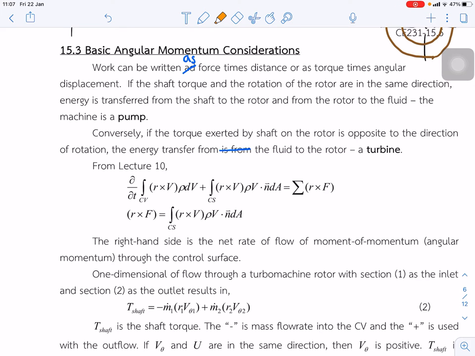Next topic is the basic angular momentum consideration. Work can be written as the force times the distance, or torque times the angular velocity.